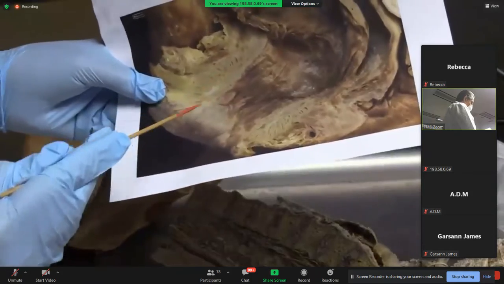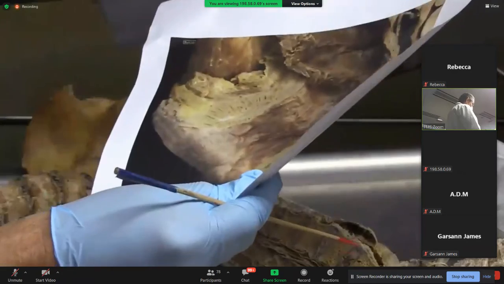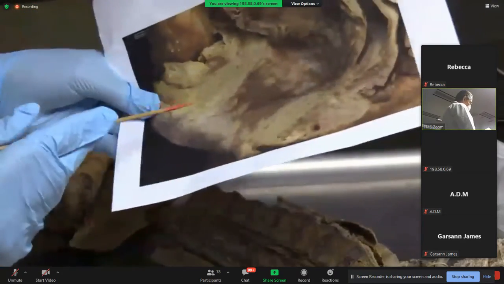This internal sphincter now is smooth muscle that's under control of the autonomic nervous system. Autonomic nervous system. All right, so let's leave that for now.